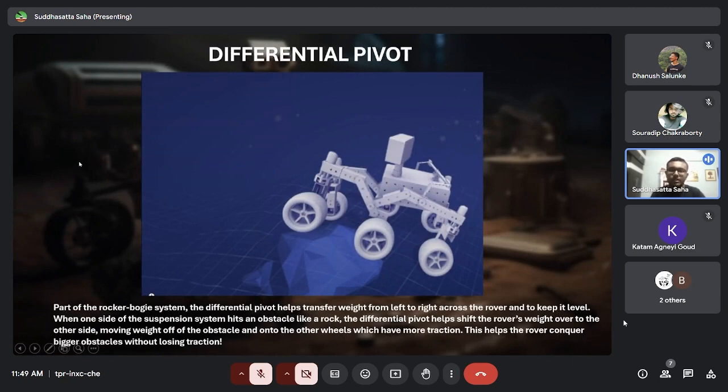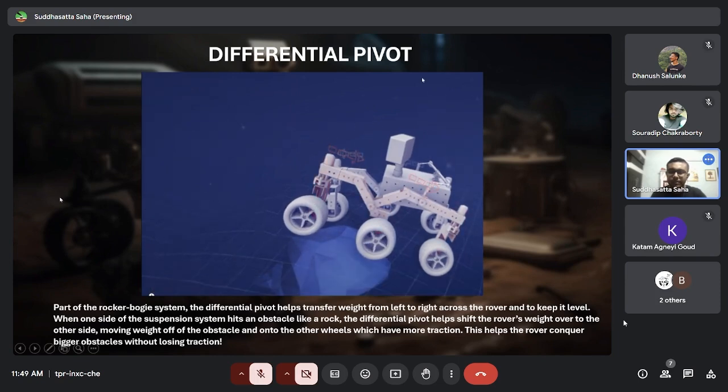Now I would like to discuss another important element very briefly. Like the rocker bogie you saw, the rocker bogie is coupled with a differential pivot, and in simple terms I would like to explain what exactly this differential pivot is. You see, this is the rocker bogie, and there is a similar assembly on the other side of the rover. So these two are connected with a sort of rod, and it acts as a differential. First let me play this video so you will get some understanding.